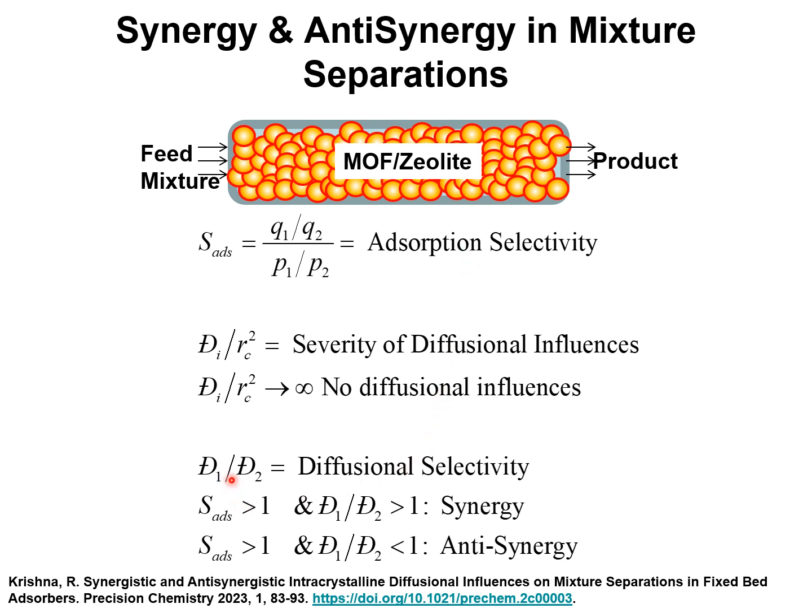In addition, we have a third parameter, which is the ratio of the guest diffusivity within the pores for component 1 divided by the corresponding guest diffusivity for component 2. Let's call that the diffusion selectivity. We can identify two scenarios where, for components 1 and 2, both the adsorption selectivity and the diffusion selectivity are greater than unity, and we have synergy between adsorption and diffusion.